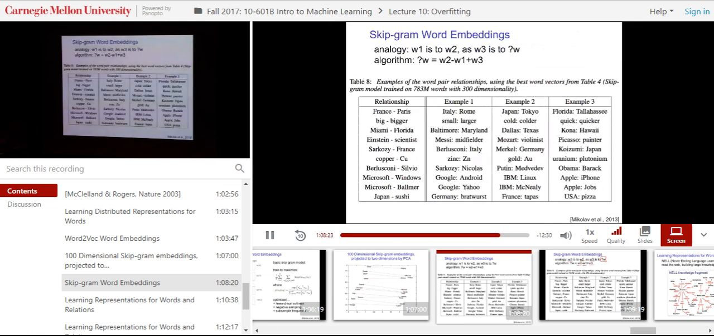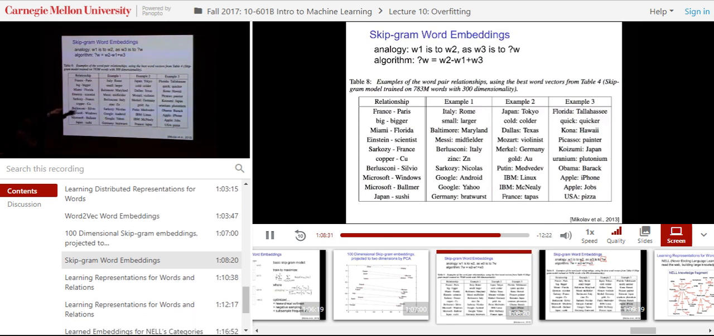So they explored this further, and as the table caption says, they trained on 783 million words of text. They built a 300-dimensional word embedding vector for each word. And then they set up basically a set of analogy problems like this, where they say, word 1 is to word 2 as word 3 is to what, and the program has to answer it.